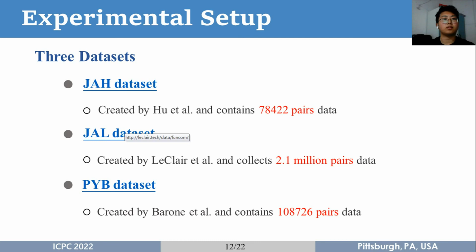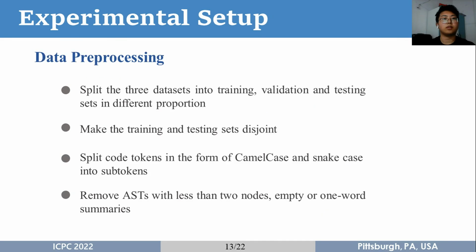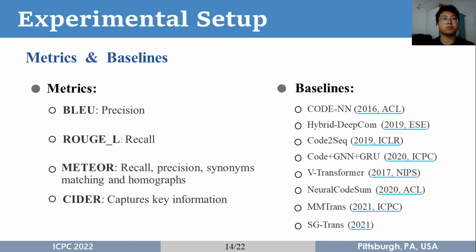Next, we introduce the experimental setup part. We first present datasets used in this paper. To validate the generalization ability of our model, we conduct experiments on 2 Java and 1 Python datasets. Next, we pre-process the 3 datasets. We divide them according to different proportions. We make samples in the testing and training sets disjoint. We split code tokens in the form of camel case and snake case into subtokens. We remove samples that do not meet the requirements in SDs and summaries. We mainly use 4 metrics to evaluate generated summaries: BLEU, ROUGE-L, METEOR, and CIDEr. In addition, we compare M2TS with baselines related to our work.